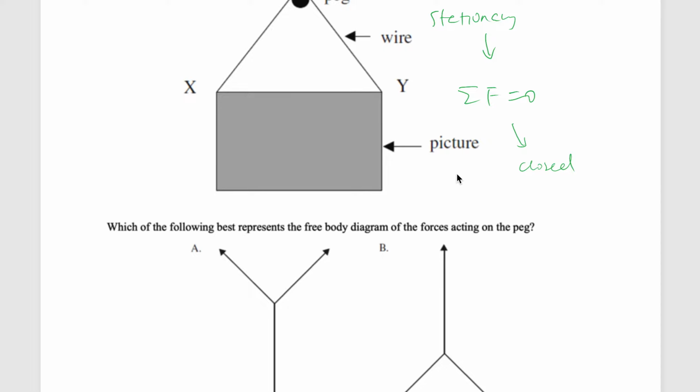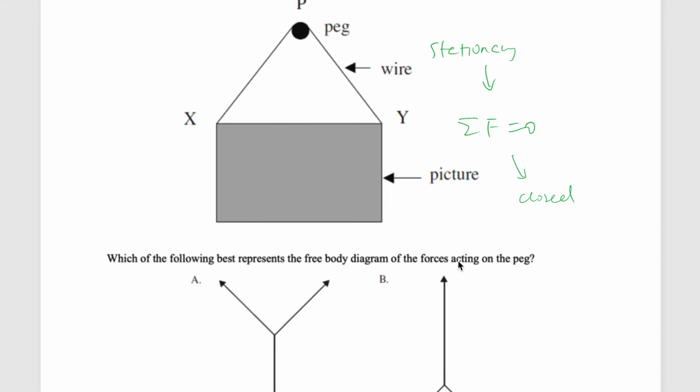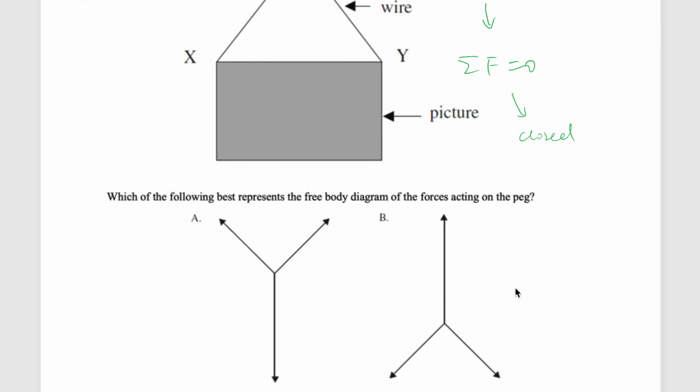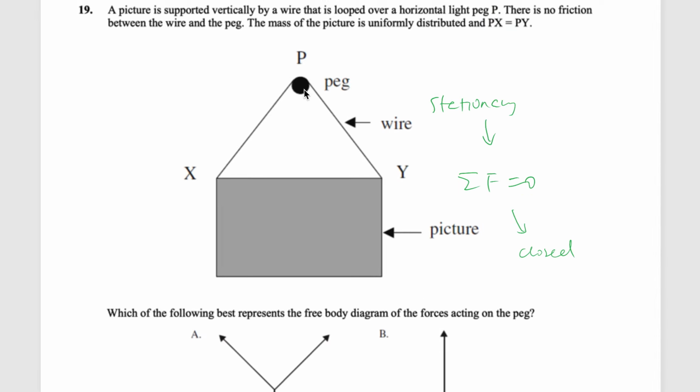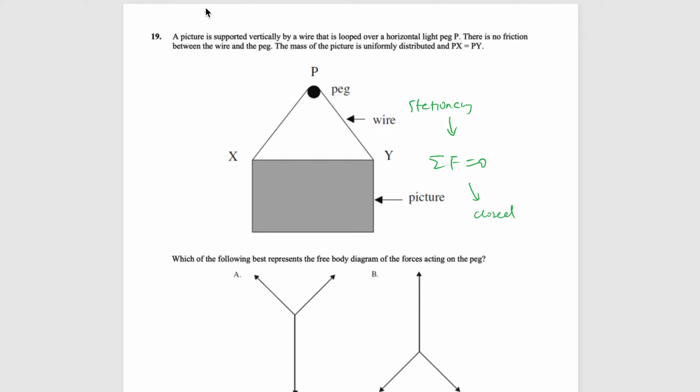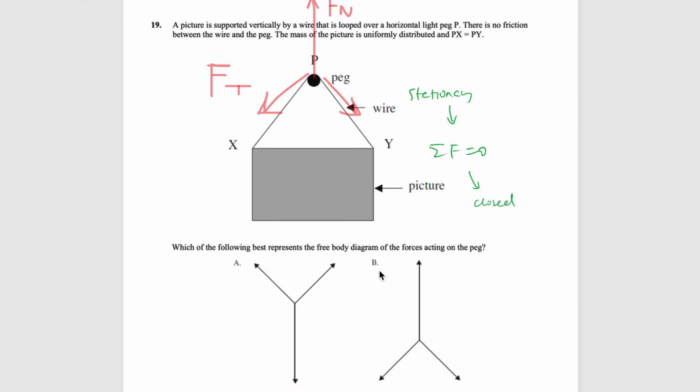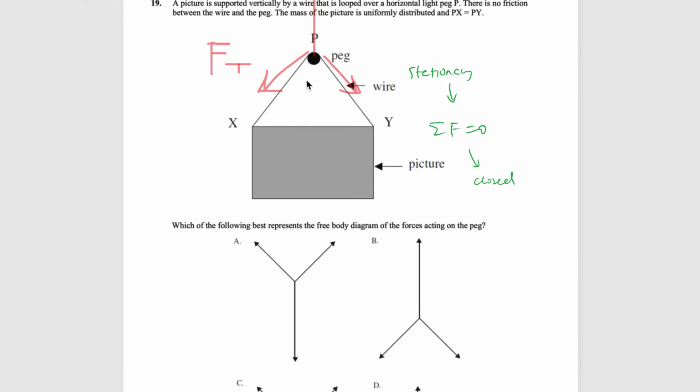They ask you which of them best represents the force acting on the picnet. So the peak is over here. You can see the peak has three different forces. Along this direction, there is a tension force. Along this direction, there's also a tension force. And it goes up, that's a normal force. So the three forces are up, down, and down. We just ignore the weight force. So that's the three forces.